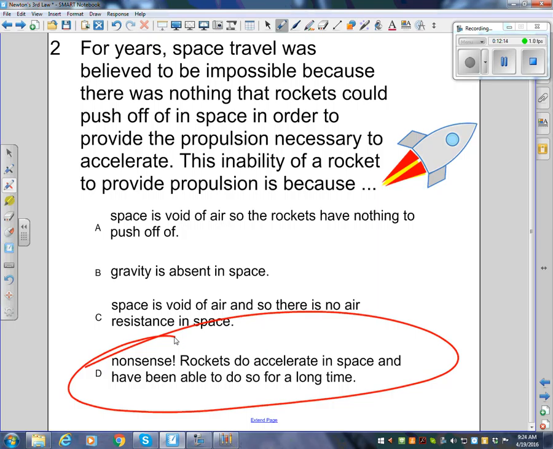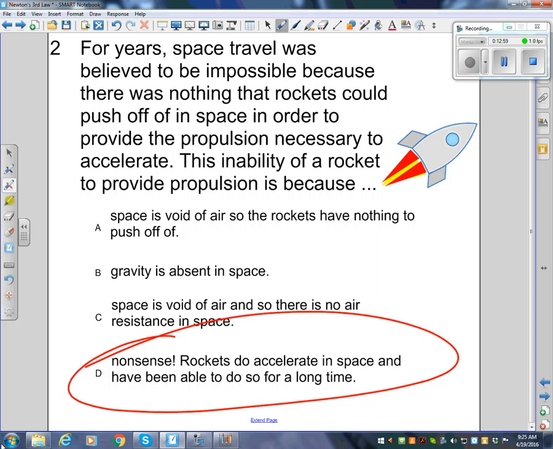Do rockets accelerate? Of course they do. Have you not seen the video? Are there air molecules in space? Oh, it's a vacuum. Okay? Space is void of air, that's true. So the rockets have nothing to push off of? That really doesn't matter. Gravity is absent in space, is that true? Yeah, which is probably why most people picked it. What does that have to do with it? Nothing, I just knew that was the only one that I agreed with, so I picked that one.